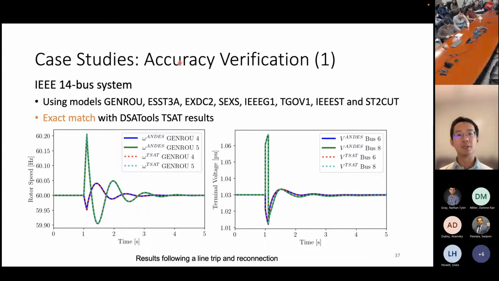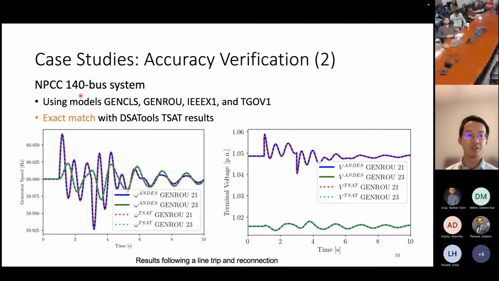This slide shows the accuracy verification of this framework implemented in Andes for the IEEE 14 bus system. We used a variety of models for the demonstration, and we compared the result with DSATools TSAT. The solid lines are from Andes and the dashed lines are from TSAT. You can see a perfect match between the Andes and TSAT results for different variables. For a larger system with a number of models, we also see an exact match. This has verified the accuracy of the proposed modeling and numerical simulation framework.